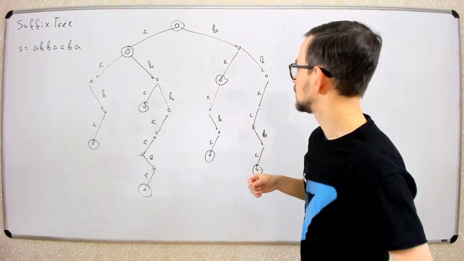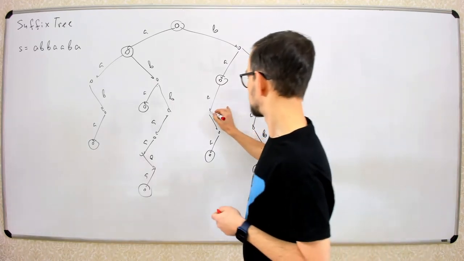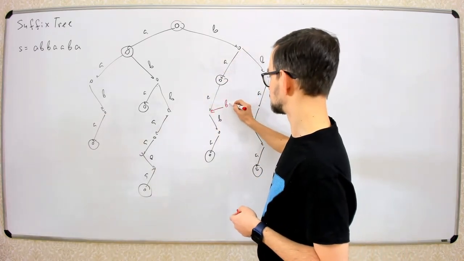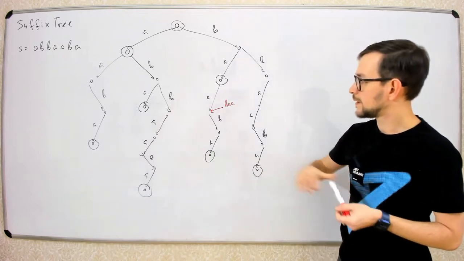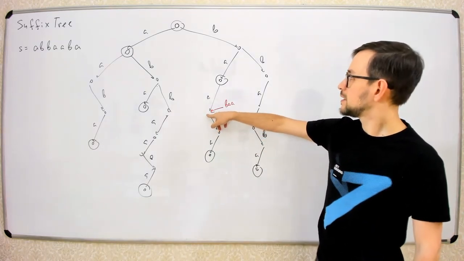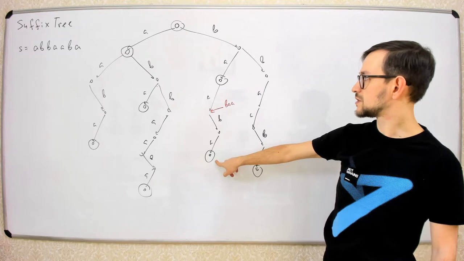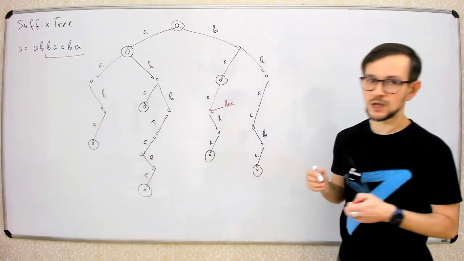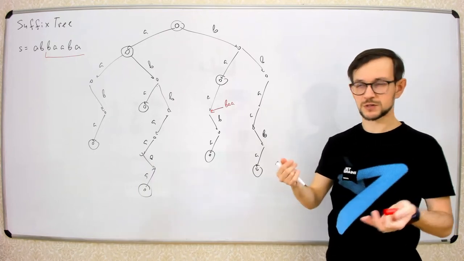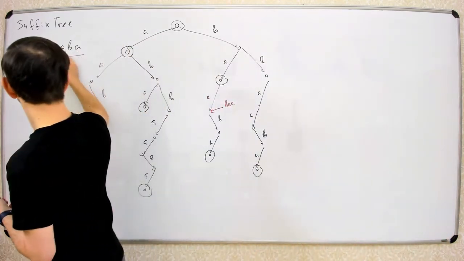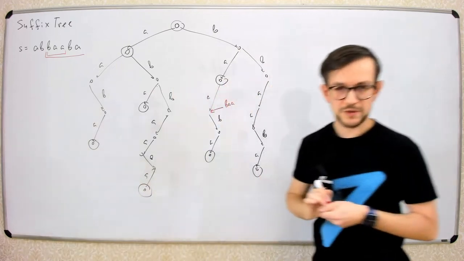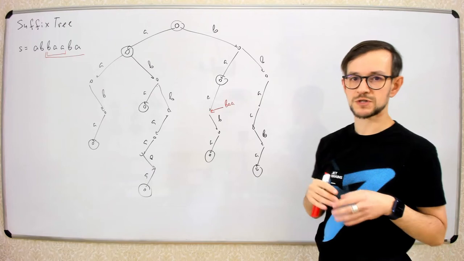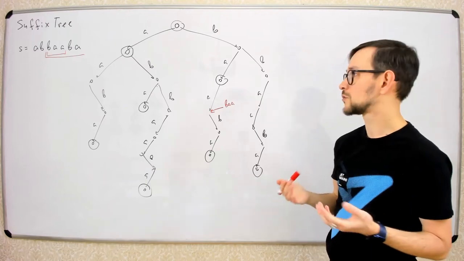So if we take any node, let's take, for example, this node. This node corresponds to the string BAA. Yeah, this string BAA is a prefix of this big suffix. So we take this suffix, and from this suffix, we take some prefix. This prefix of a suffix will be a substring. So every node of this tree corresponds to some substring of your string.